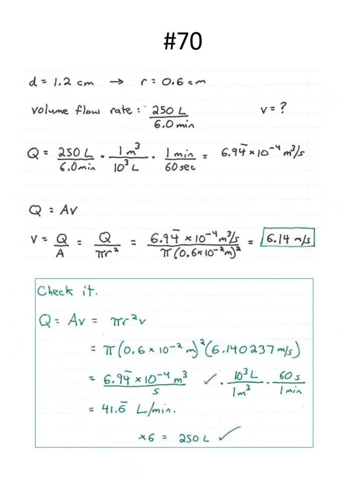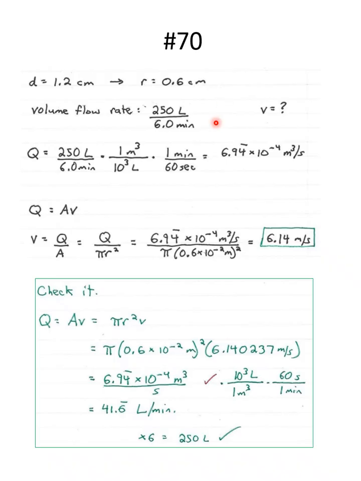Number 70. Water flows through a 1.2 centimeter diameter pipe into a 250 liter bathtub, which it fills in 6 minutes. What is the speed of the water in the pipe? This is going to use the volume flow rate, but looking at it another way, we're given the diameter is 1.2 centimeters for the pipe. I've just gotten the radius, 0.6 centimeters.